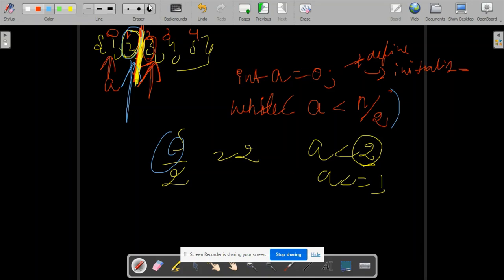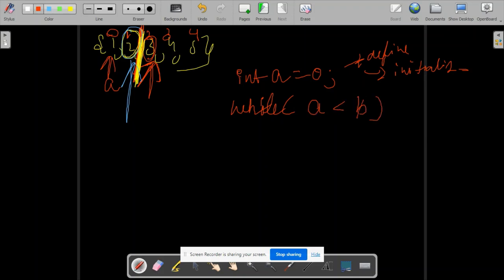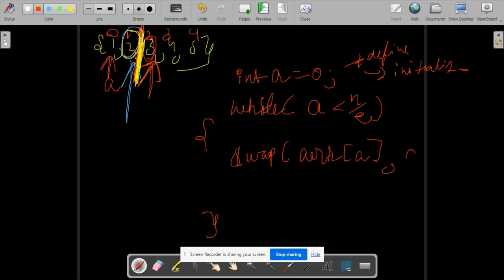Earlier, which condition was I using? Earlier I was using something like a less than b. But now I am not taking this second variable b. So it's n by 2. Open curly braces. What will you swap? Swap arr of a with what? This is the twisting part. With what? How will you obtain that fourth index when 0 is given? Arr of n minus a minus 1, okay. And you are doing a plus plus.